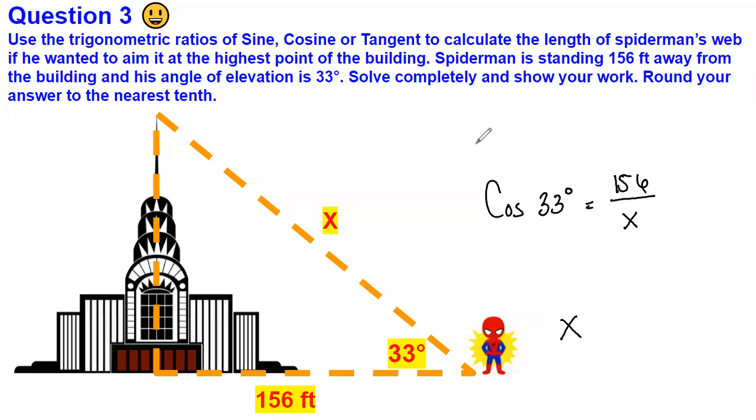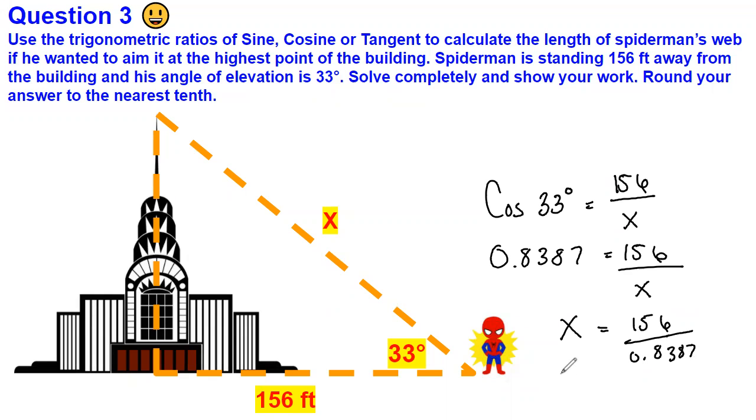What's cosine of 33 degrees? 0.8387 equals 156 over X. Therefore, I need to multiply X times 0.8387 and make it equal to 156. Therefore, X equals 156 divided by 0.8387. And the value of X is the length of Spider-Man's web from where he's standing all the way to the top of the building.